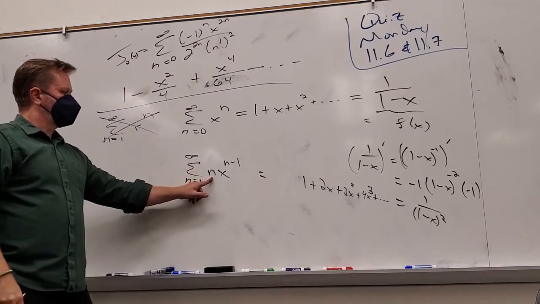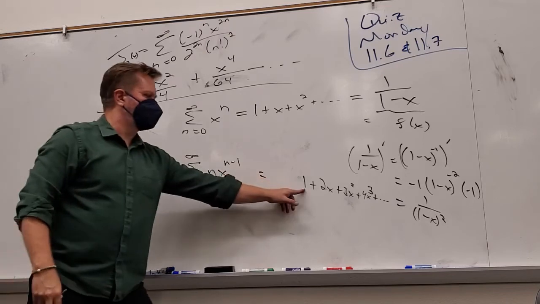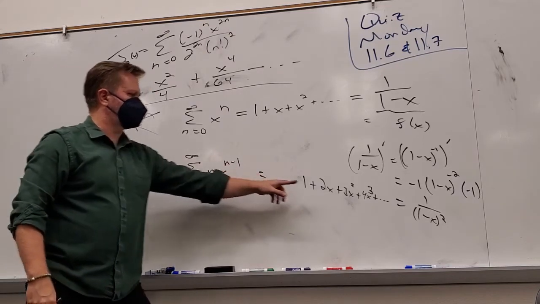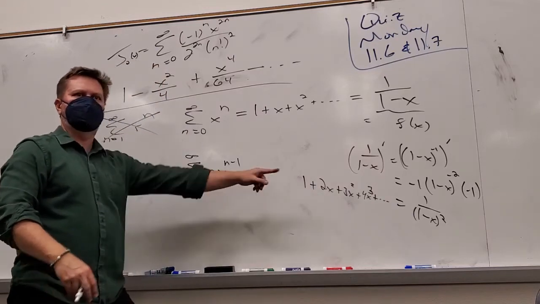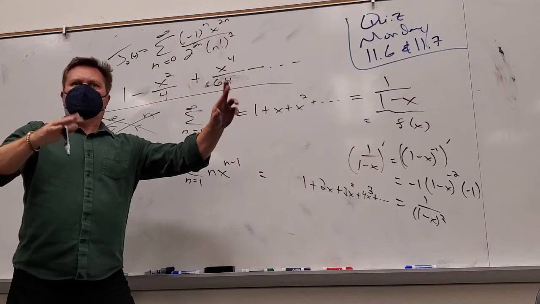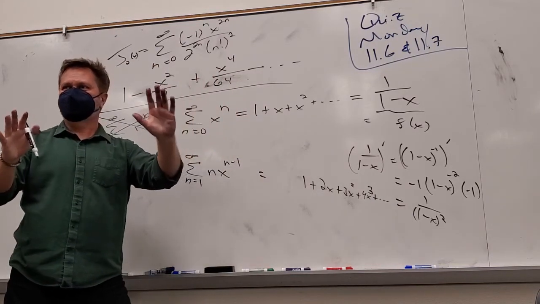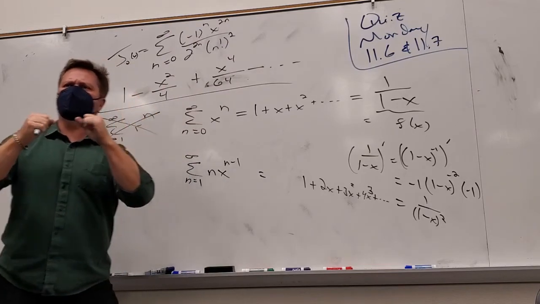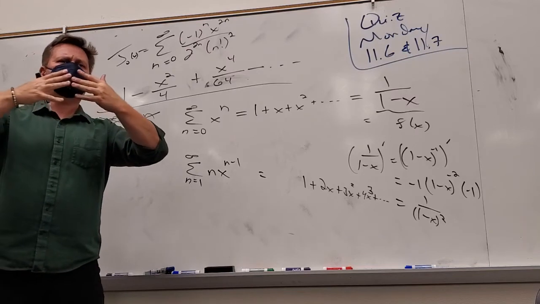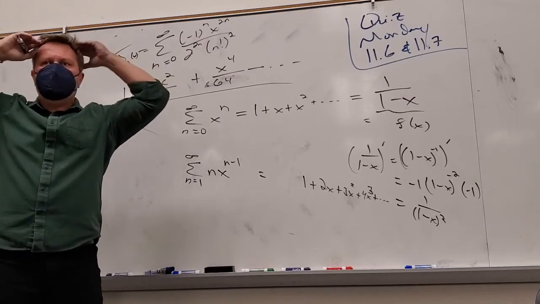Does this match? If n is 1, this is x to the 0, it's 1. If n is 2, this is 2x to the first. If this is 3, this is 3x squared. If this is 4, maybe you guys see that? I don't know if I'm not presenting this correctly, but this is huge. This is monumental.